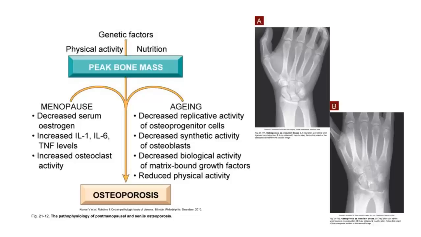So osteoporosis is multifactorial. You get to your peak bone mass by about the time you're 30, and then it's a matter of the hormone changes, inflammatory changes, osteoclast activity that will contribute to the osteoporosis, and then of course aging with that decreased activity of the stem cells, decreased activity of the osteoblasts, and decreased biological activity of the matrix-bound growth factors, along with the steady decline in physical activity, and so we see osteoporosis.